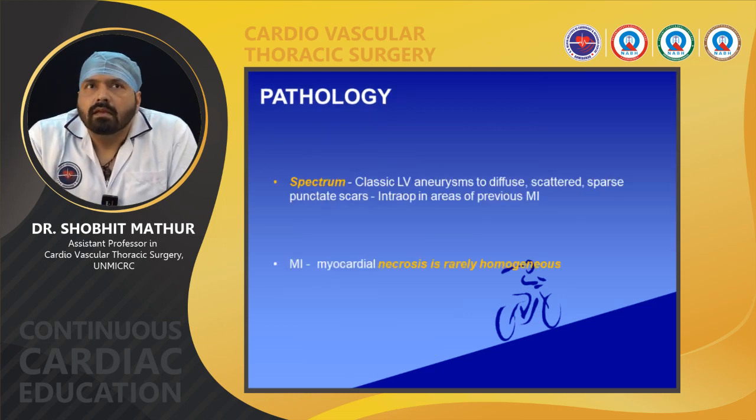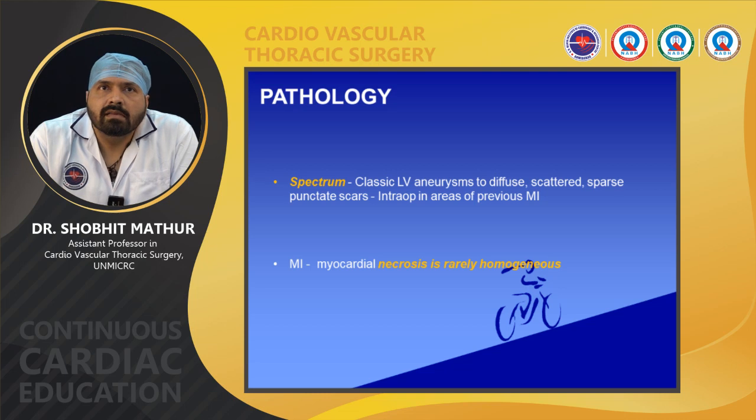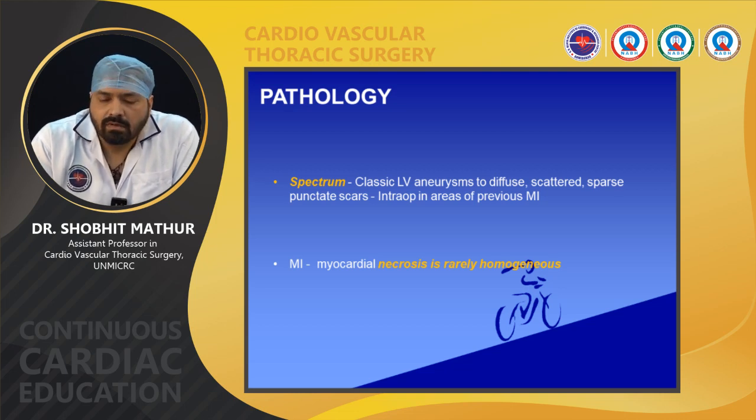So it forms a spectrum from a classic LV aneurysm to diffuse, scattered, sparse, punctate scars that we see while performing CEVGs. Why does this happen? This happens because during MI or after MI, the myocardial necrosis that sets in is rarely homogeneous. Why it is not homogeneous, we'll see subsequently, because of the collaterals.